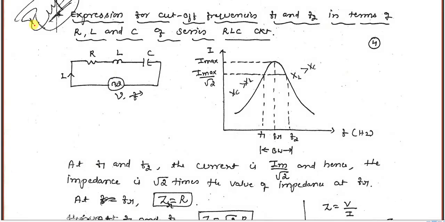Next, very important question for 10 marks. They'll ask "derive expression for", which is very important. They'll ask either series resonance circuit or parallel resonance circuit. You have to derive expression for cutoff frequency.